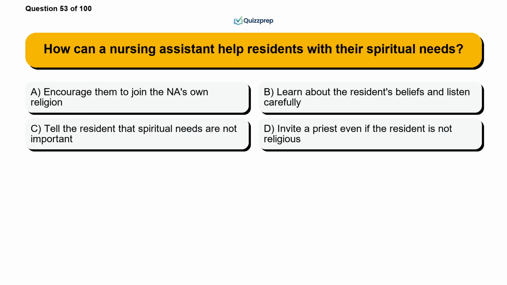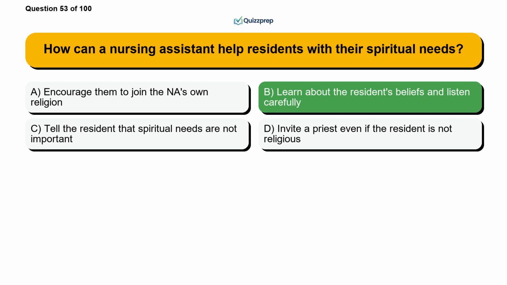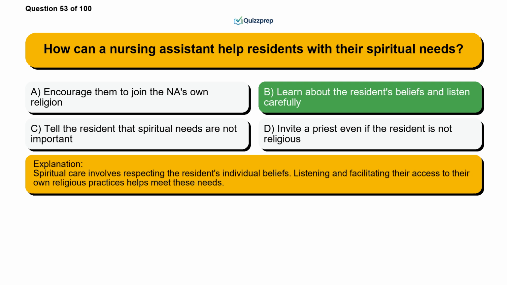Question 53. How can a nursing assistant help residents with their spiritual needs? Option A, encourage them to join the NA's religion. Option B, learn about the resident's beliefs and listen carefully. Option C, tell the resident that spiritual needs are not important. Option D, invite a priest even if the resident is not religious. The correct answer is option B, learn about the resident's beliefs and listen carefully. Spiritual care involves respecting the resident's individual beliefs. Listening and facilitating their access to their own religious practices helps meet these needs.